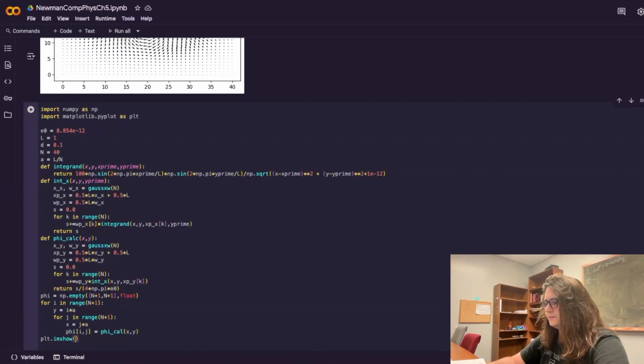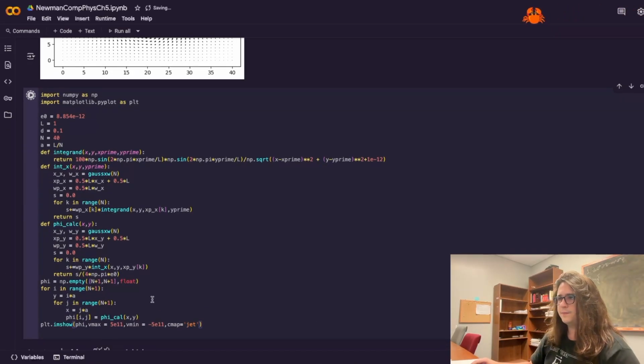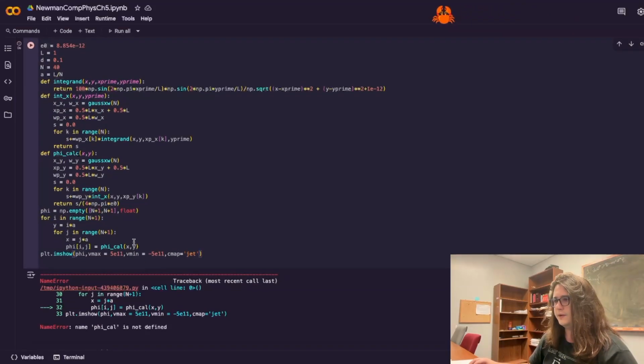So that's going to be just phi with vmin. You're going to use a different vmin for this one, actually. I find that it looked a little bit better for 5 times 10 to the 11 here. So set vmax to 5e11 and vmin to minus 5e11, with, again, the jet color map because it looks lovely. So if I didn't make any errors, it's going to run, and I already messed it up because this isn't called phi_cal, it's called phi_calc.